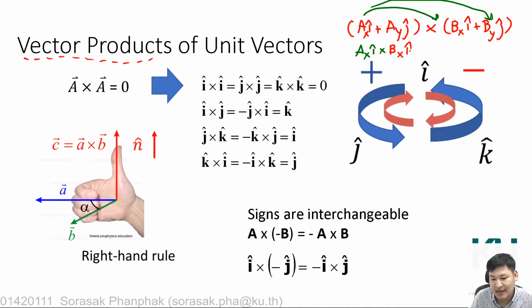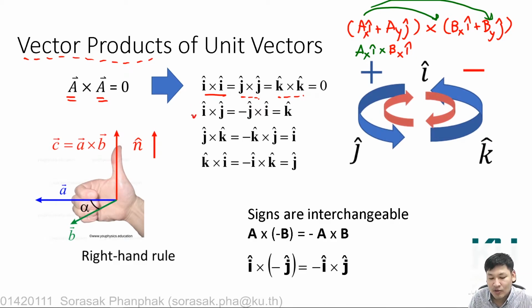BX i. As you can see, vector i is going to cross with vector i, and this means they are in the same direction. So i cross i is going to be 0. It's exactly the same as j cross j equals 0 and k cross k equals 0, because vectors in the same direction or in parallel directions give 0.